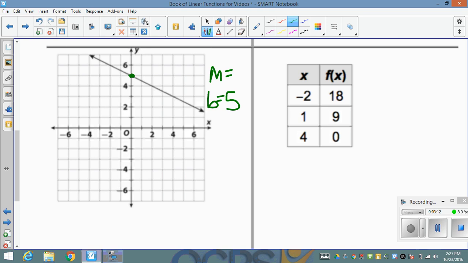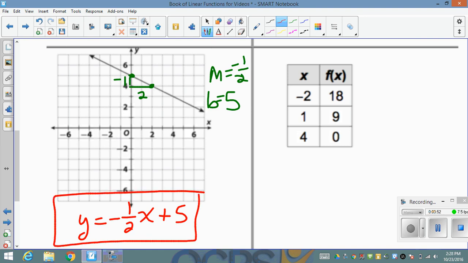Now, to find my slope, I need to find 2 points that are right on the grid, right where my x and y grids cross. So I'm going to use these 2 points here, draw out my slope triangle. I'm going down 1 and to the right 2. So my slope is -1/2. Once I have my slope and my y-intercept, I can go into my y equals mx plus b, and write y equals -1/2 x plus 5. That's my answer.